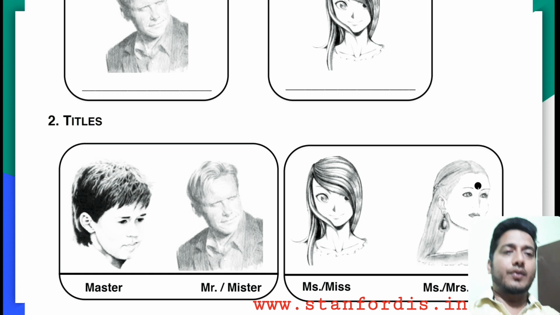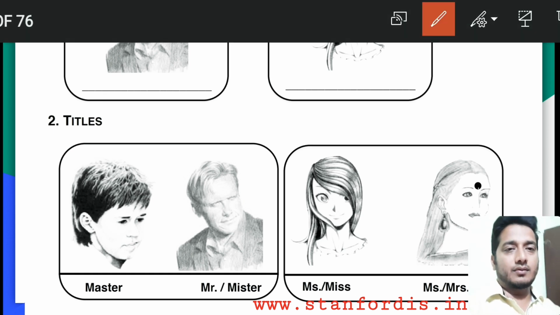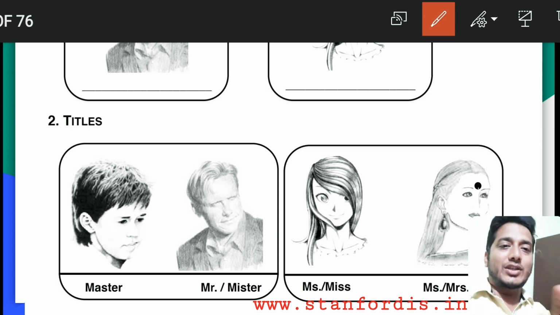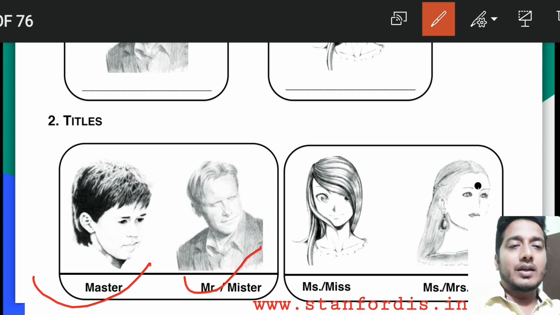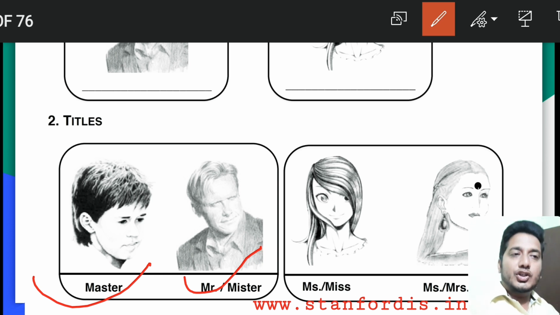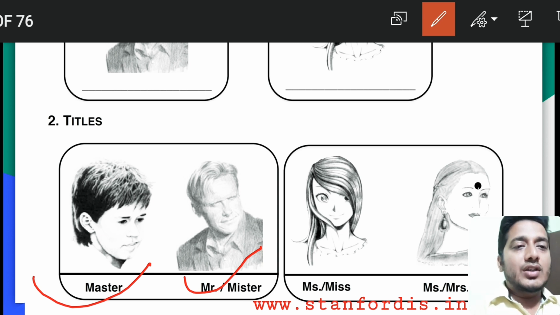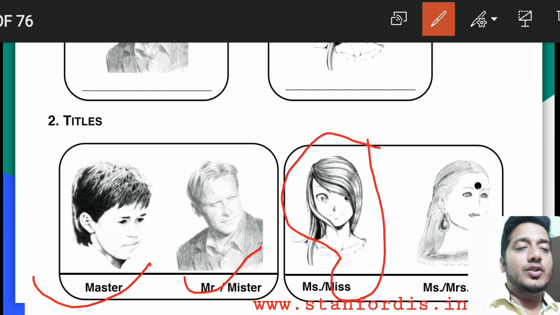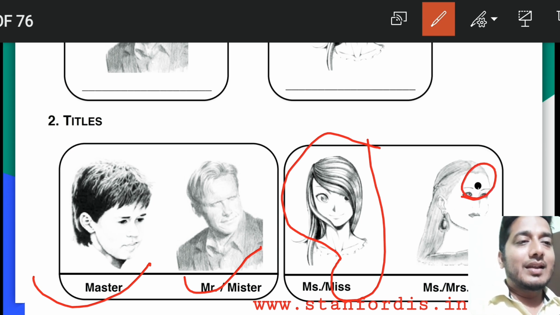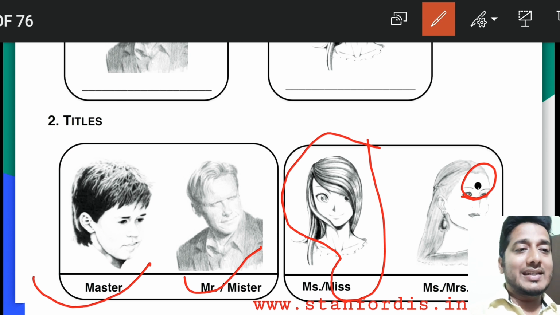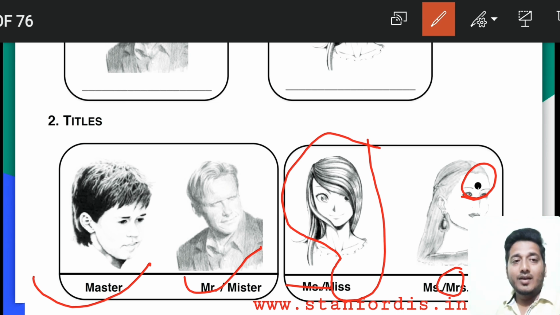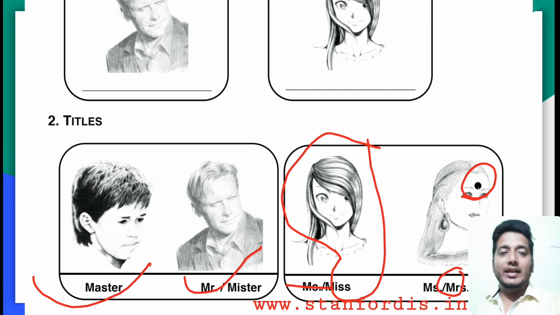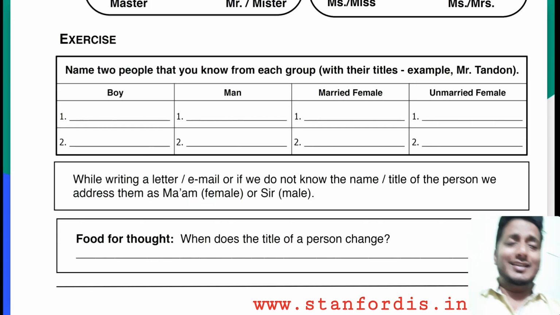Now you can see here in this exercise, this is in this book in lesson number 2, exercise A2. This boy is Master because he is below 18 years old. For this person who is above 18 years old, we are using Mr. and Miss. Mr is the short form of Mister, actually. We are using Miss for this girl who is not married, but you can see here she is married and we are using Mrs. here. And you can see on both sides Ms is written, so we can use Ms with any female.